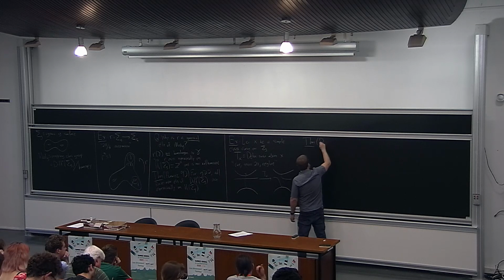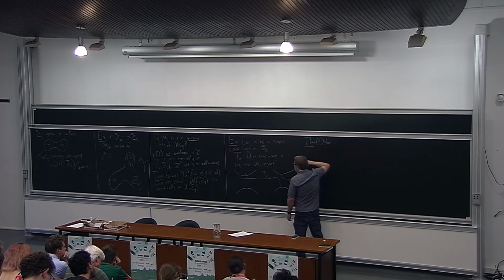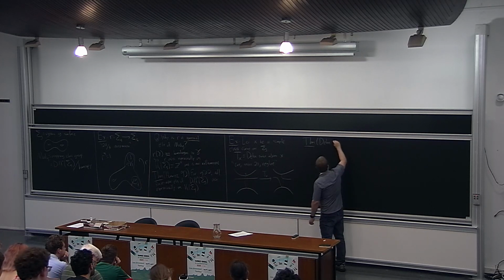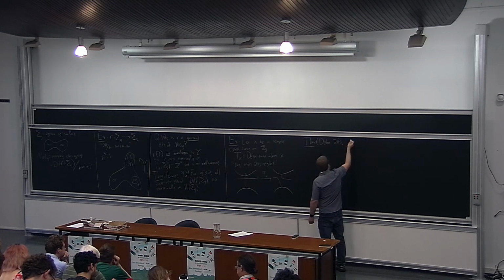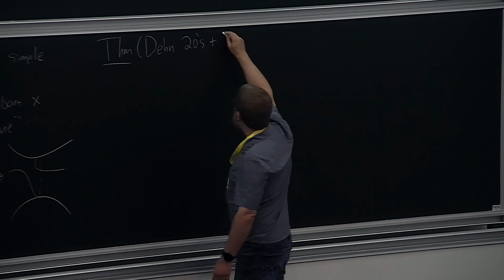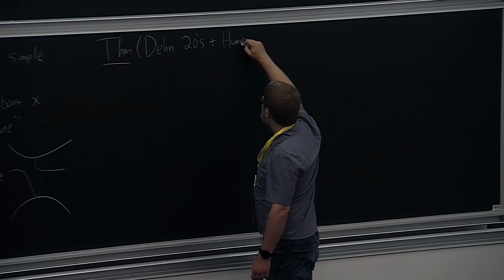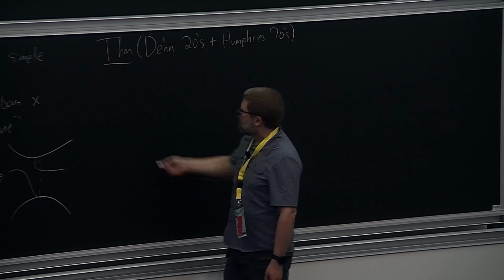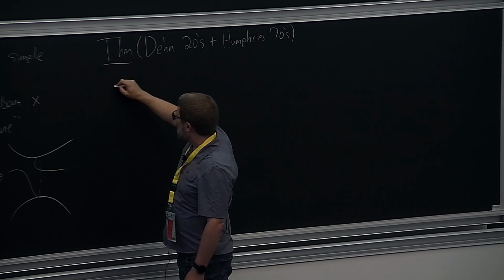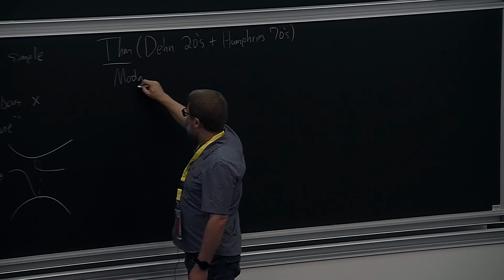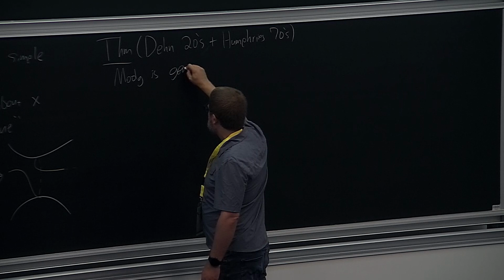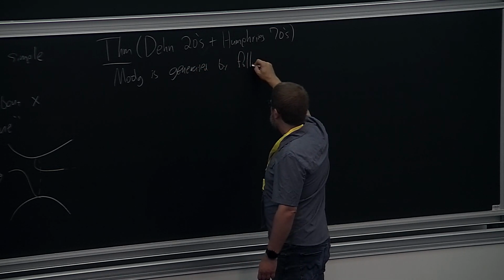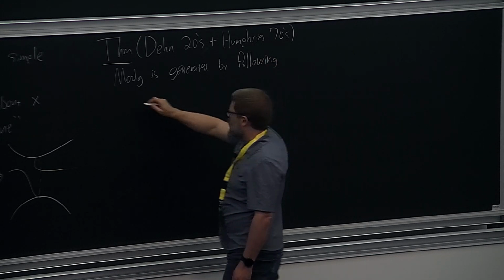which goes Dehn. Okay, so I remember that date. I don't remember the date here. I think that's the 20s. And plus, the way I'm going to state this is Humphreys, Stephen Humphreys, in the 70s, says that Mod(S_G) is generated by the following Dehn twists.